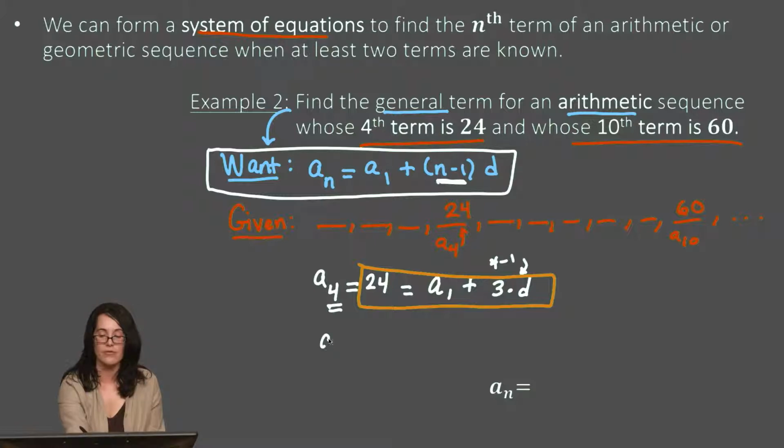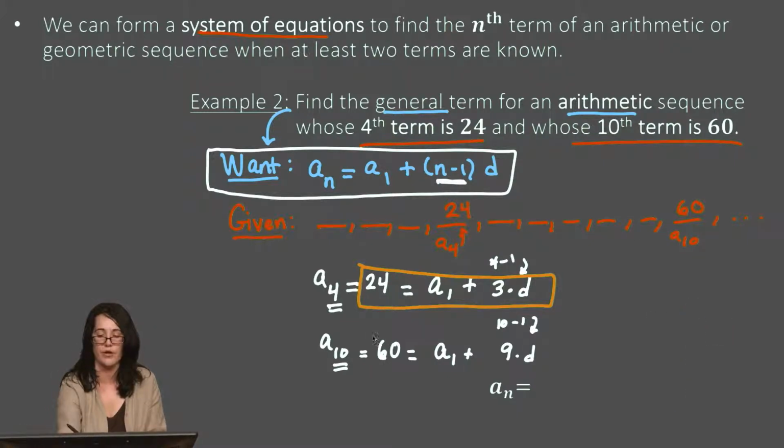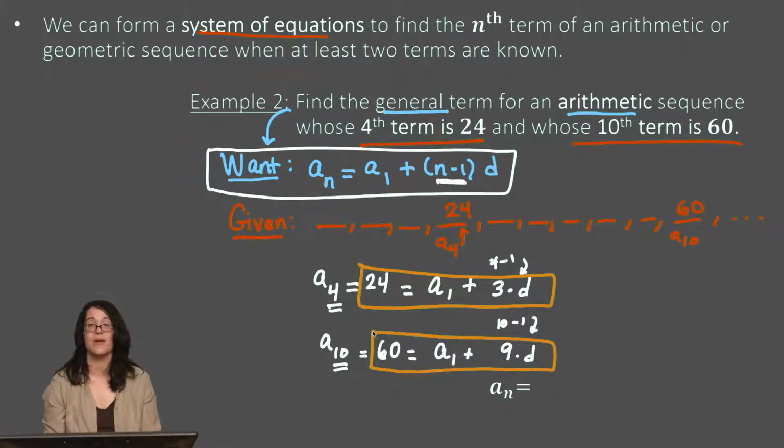They've told you what the 10th term is. The 10th term here is 60. But since it's coming from an arithmetic sequence, we know what type of term this came from. This came from starting at the first term and adding how many copies of d? Well, if n is 10 in this case, what is 10 minus 1? It's 9. So 9 copies of d. In other words, we just found another equation with two unknowns. 60 equals a1 plus 9d. Now at this point, again, it's just like x plus 3y equals 24 and x plus 9y equals 60.